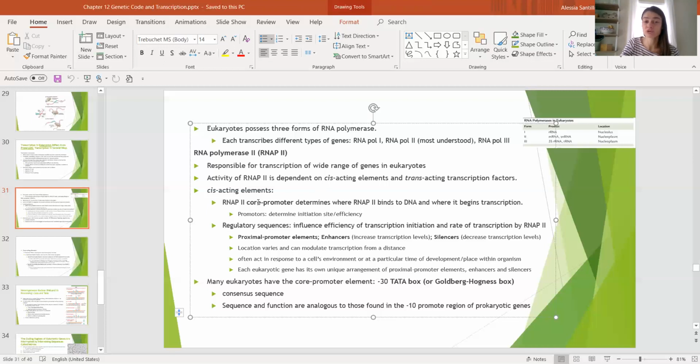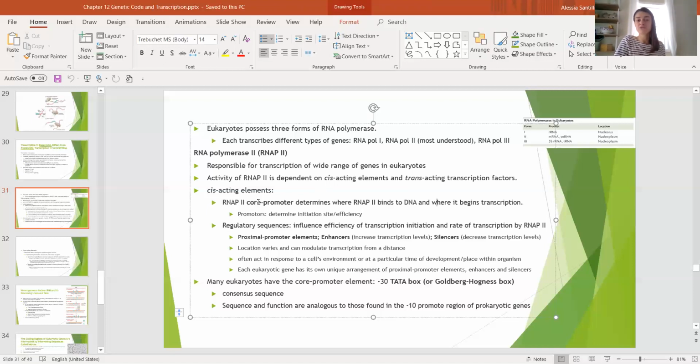So the core promoter, just like in prokaryotic transcription, is before the actual encoding gene. So upstream of the encoding gene, upstream of the transcription start site, we have a promoter. And again, this is where your polymerase is going to bind and where transcription is going to happen. So the promoters determine the initiation site and even the efficiency of the transcription.